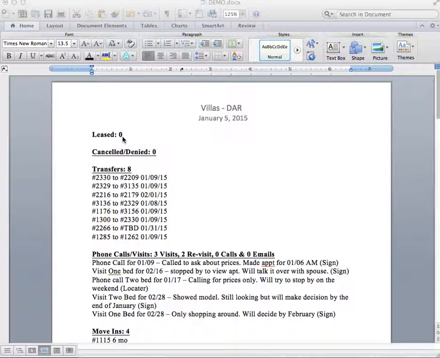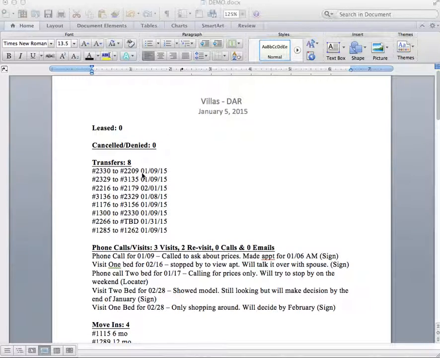We can see that the property got no leases, and as a result had no leases that were canceled or denied. This is a rather large property, so they did have 8 transfers, and it details out where those transfers are coming from and where they're going and the day that they're transferring.